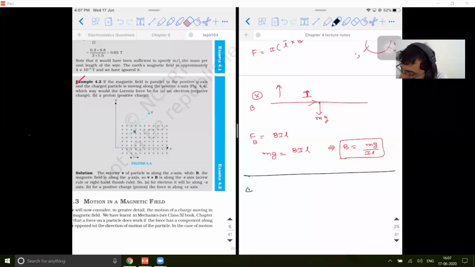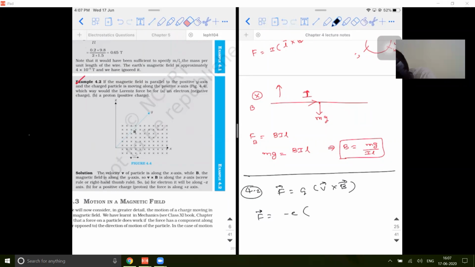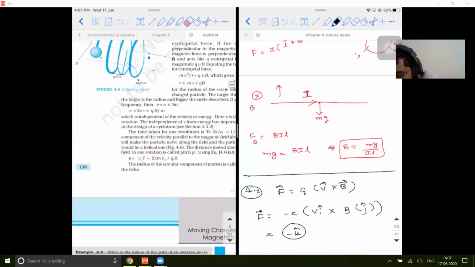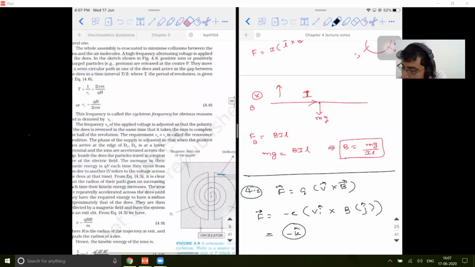So just tell me the steps. 4.2. F vector is equal to Q into V vector cross B vector. So the direction of force F vector is minus e for an electron. Velocity is in which direction? Positive x-axis, i cap. Cross B is in the direction of positive j cap. So i cross j is going to be k cap. I cross j is k cap, with the minus sign it will be minus k cap. So the electron will experience a force in the negative z axis. Obviously a proton will experience it in the opposite direction, in the positive z axis. I hope it is clear. Easy.